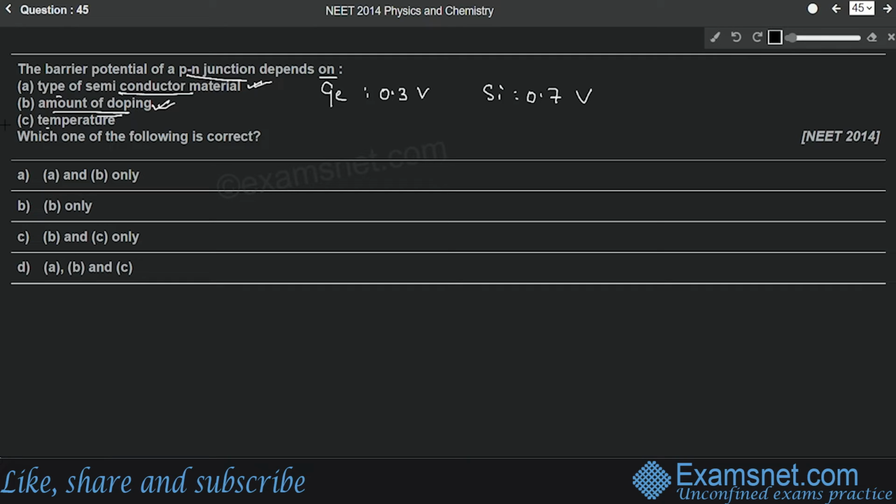Now we come to the third one, that is temperature. So it also depends on temperature. Actually, it is directly proportional to temperature. Barrier potential is directly proportional to the temperature. That means as the temperature increases, the potential barrier or the depletion width also increases. So it depends on all three. That means A, B and C. Option D will be the correct answer.